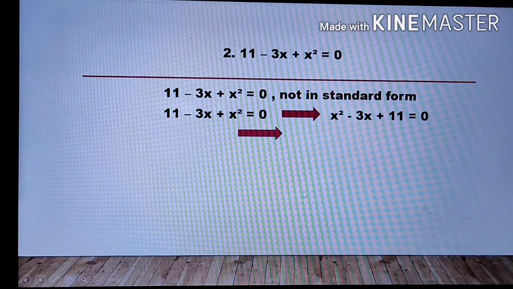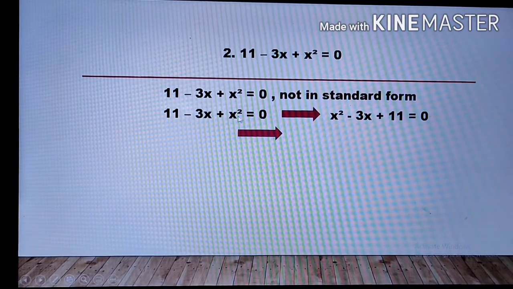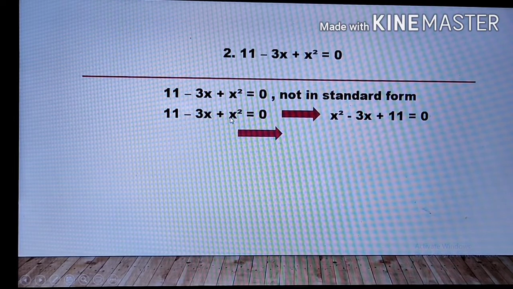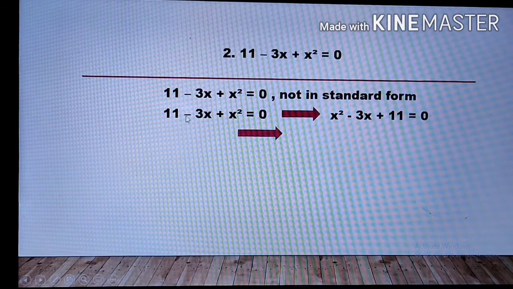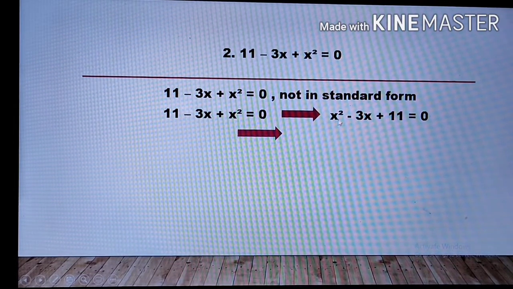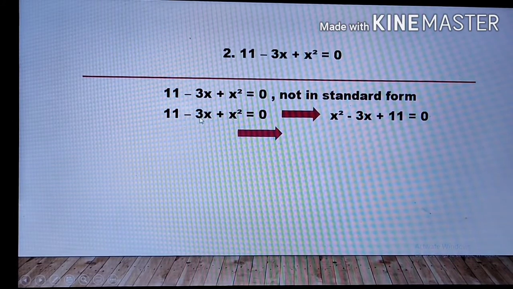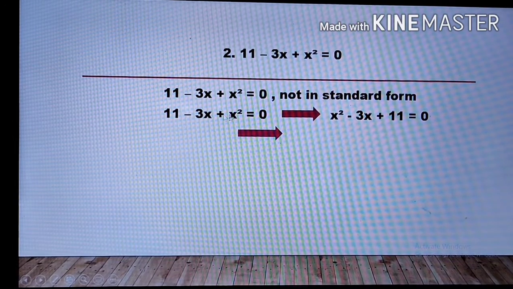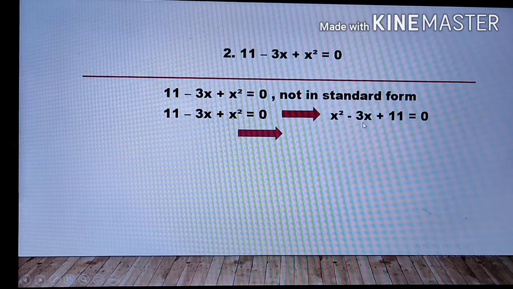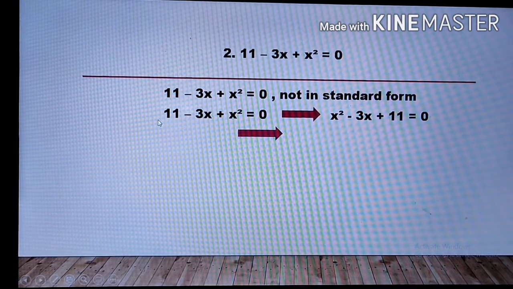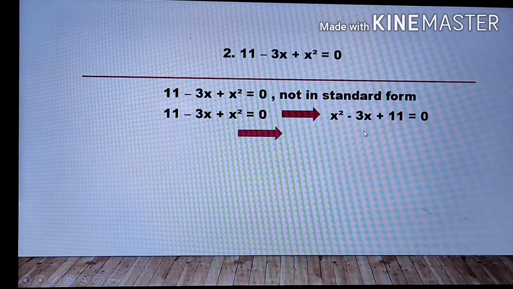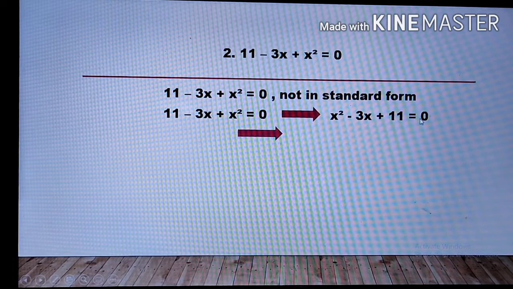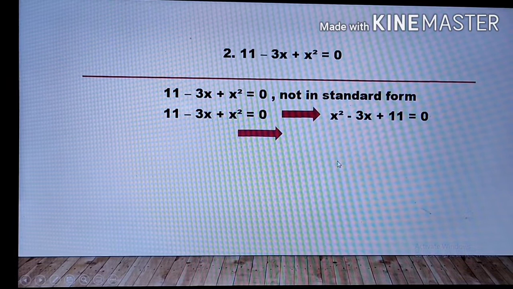So, x squared, dito sa original equation, nasa last term siya. So, ilalagay natin siya sa first term. So, positive x squared pa rin. Then, ito, same lang, nasa middle term or second term, minus 3x. Then, itong positive 11, ilalagay natin siya sa last term. So, same lang din. Positive 11. So, x squared minus 3x plus 11 is equal to 0.